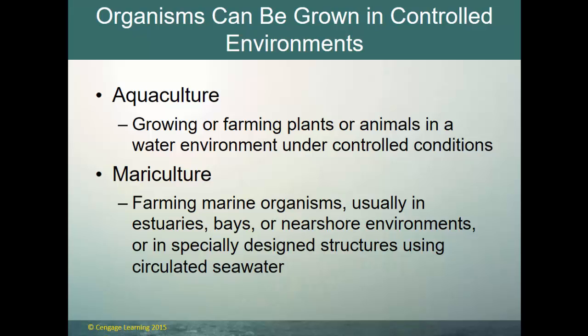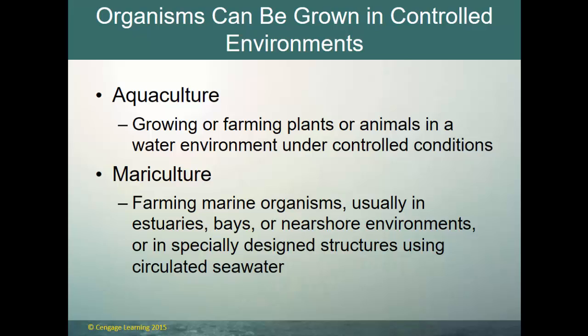So one of the solutions, or two solutions, is aquaculture and mariculture. Aquaculture is growing or farming plants or animals in a water environment under controlled conditions. That scientist with the tuna was doing that when he brought the little baby tunas and the eggs into his laboratory. That would be aquaculture. Mariculture is what he did out in the bay there, farming marine organisms, usually in estuaries or bays or nearshore environments, or in specifically designated structures circulating seawater.